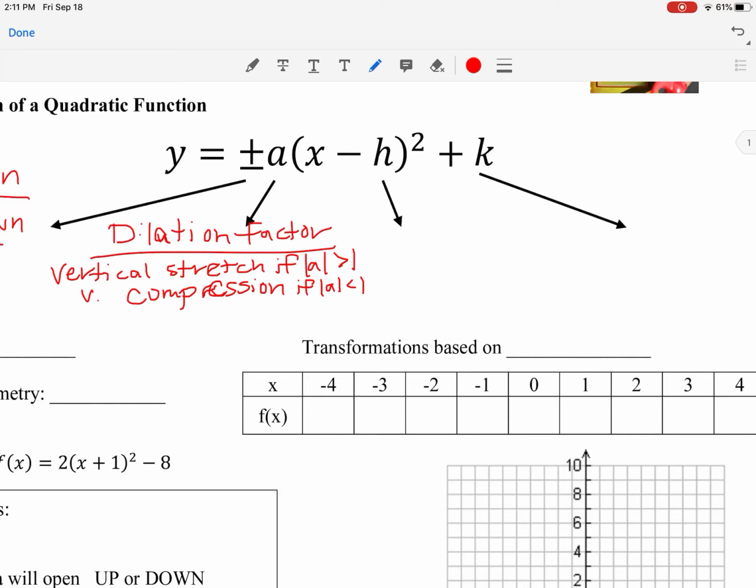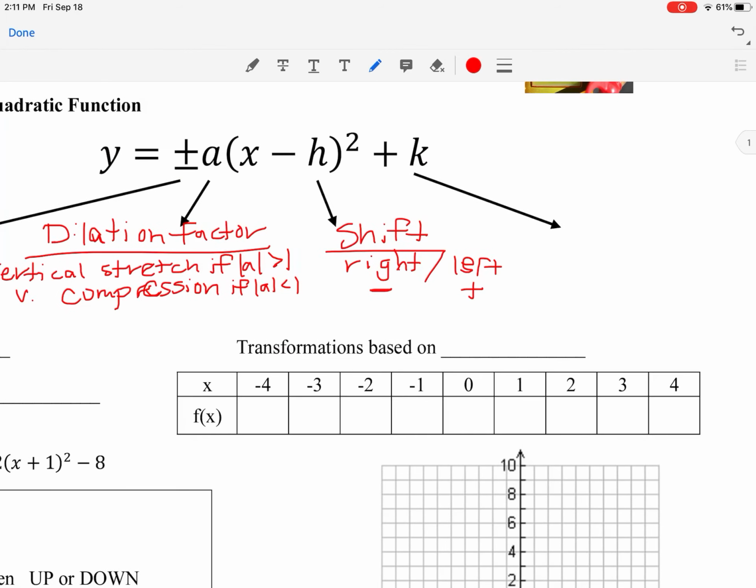So the H is a shift right or left, and insiders are liars. So this is actually going to be opposite of what you think it's supposed to be. It's going to shift to the right if it's a minus on the inside of this, because the minus is already part of the formula. And then it's going to shift left if it's a plus sign. And then K will be a shift, but it'll be a vertical shift. So it's either going to be up, and this is what you think it will be. If it's a plus, it's going to go up, and it'll be down if it's a minus sign.